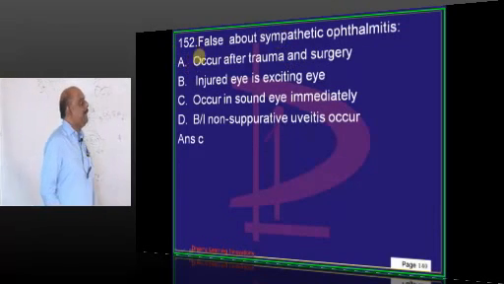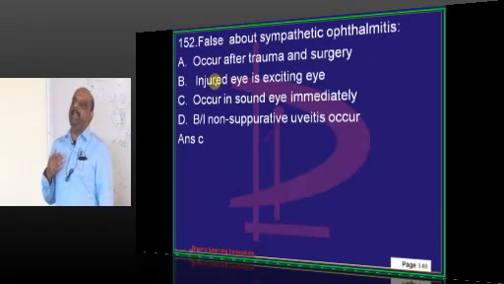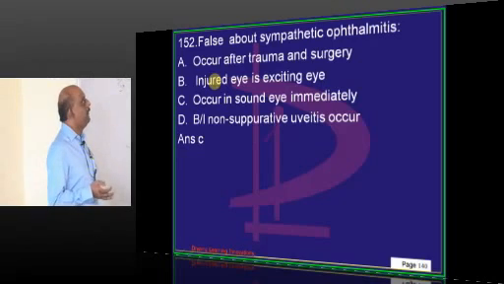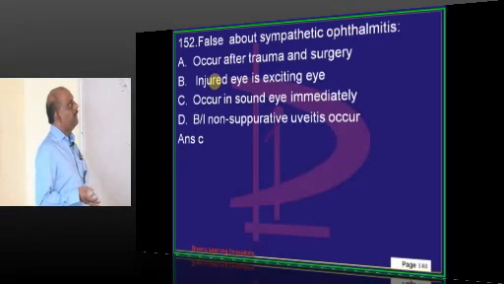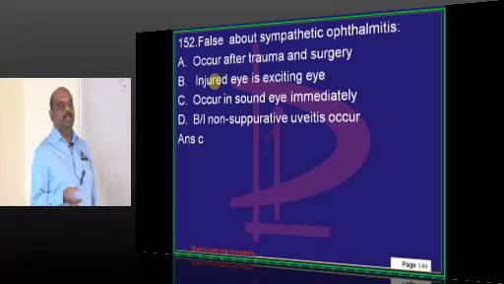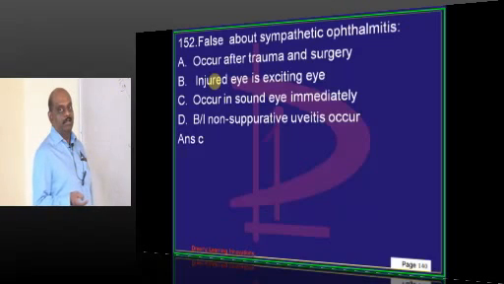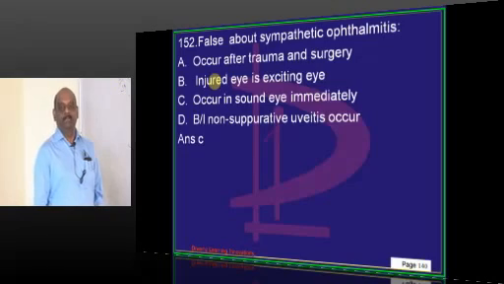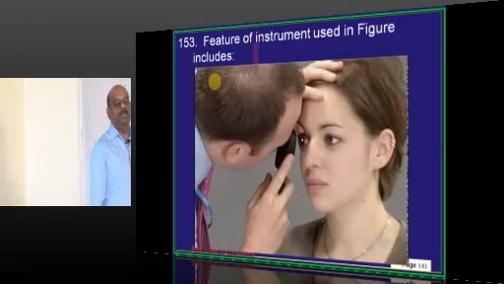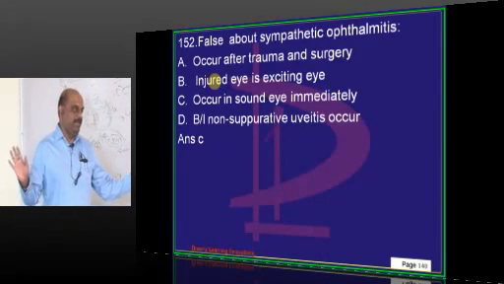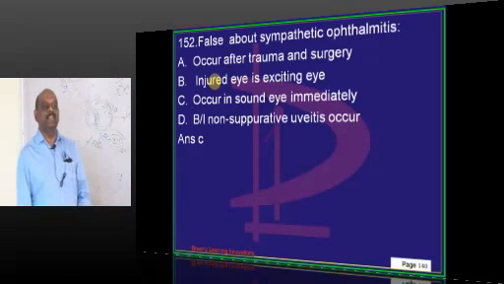Then sympathetic ophthalmitis, uveitis, where does it occur? Injured eye or sound eye? Not immediately. Okay, it takes time for it to happen. That's the point. Don't ask me how many weeks, I too forgot. But it doesn't occur immediately. That much we are very sure.